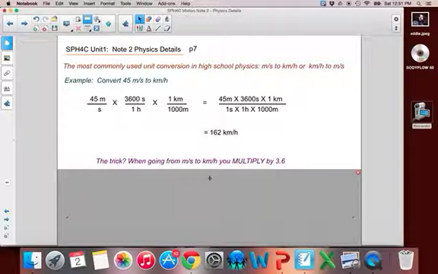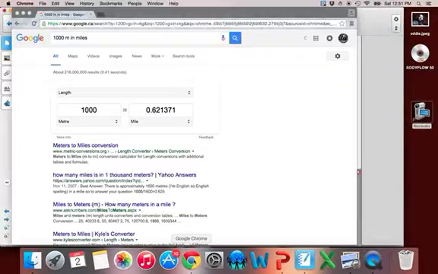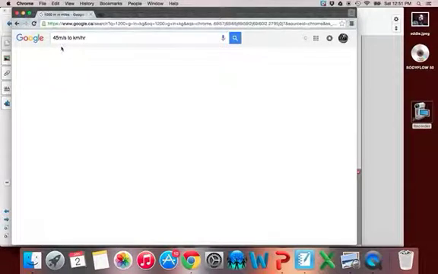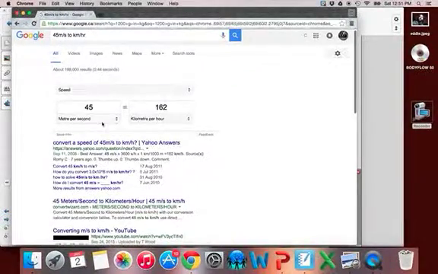The trick is, if you're going from meters per second to kilometers per hour, you multiply the number by 3.6. Okay? And the reason is, if you look at this, it's like I've got 3,600 on the top, 1,000 on the bottom, which works out to just multiplying by 3.6. The other way to do it, like I showed you, 45 meters per second in kilometers per hour. Just write it down. 45 meters per second, right there. You don't have to think very hard. 162. Okay? So there's different ways you can do it.